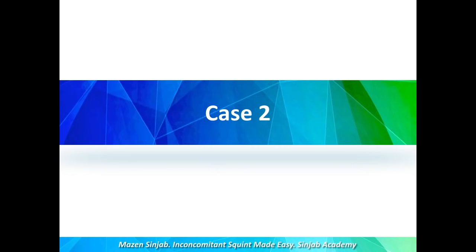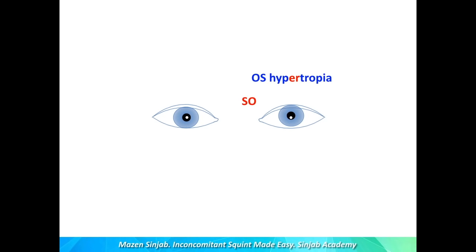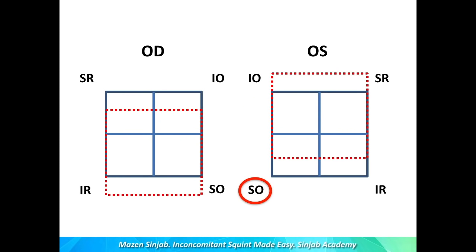Case number 2. The patient has superior oblique palsy in the left eye, so he has left eye hypertropia. If we go to the chart, we find that the superior oblique in the left eye is affected, so we can operate on the inferior oblique in the left eye, the inferior rectus in the right eye, or the superior rectus in the right eye also. Of course, we cannot operate on the superior oblique in order to avoid iatrogenic Brown syndrome.